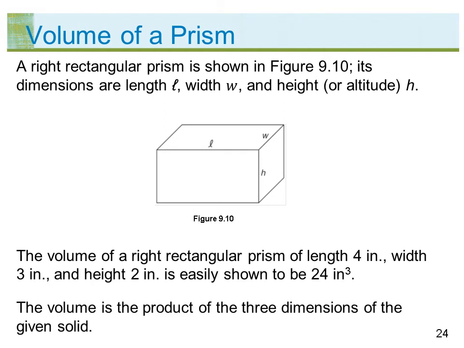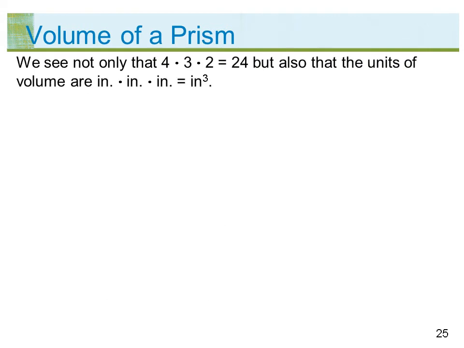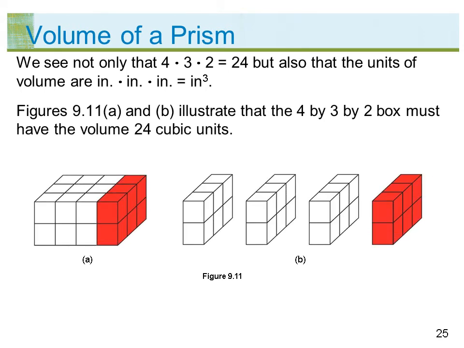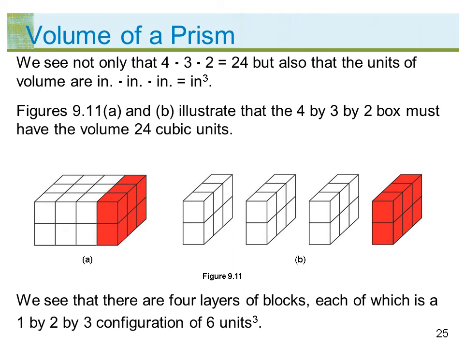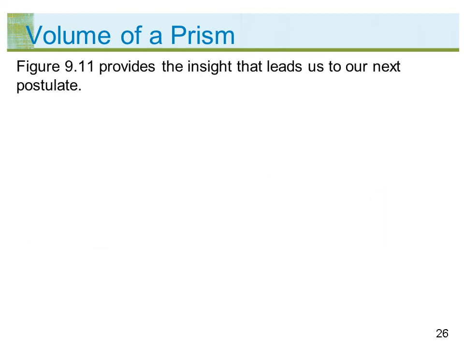The volume is the product of the three dimensions of the given solid. We see not only that 4 times 3 times 2 equals 24, but also that the units of volume are inches times inches times inches, which equals inches cubed. Figures 9.11a and b illustrate that the 4 by 3 by 2 box must have the volume 24 cubic units. We see that there are 4 layers of blocks, each of which is a 1 by 2 by 3 configuration of 6 units cubed. Figure 9.11 provides the insight that leads us to our next postulate.